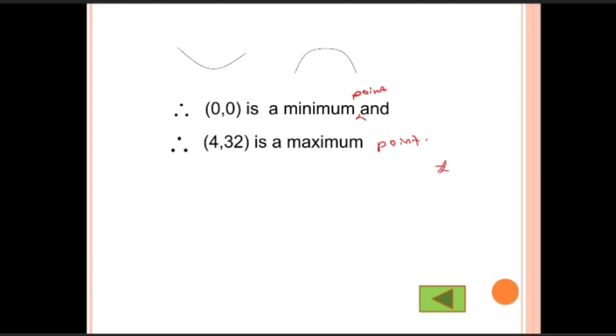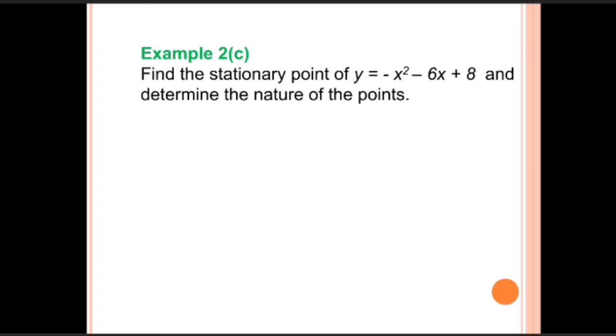Now, try out example 2c. The first question wants you to find the stationary points. This refers to dy over dx equal to 0. Differentiate this equation y, and then just equate it to 0. Find your value of x. After that, substitute that x into this equation y to find the coordinates of the stationary points.